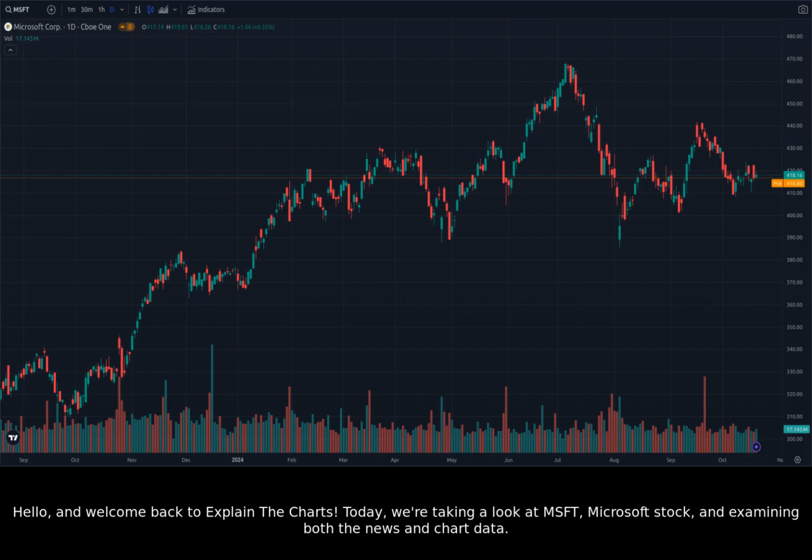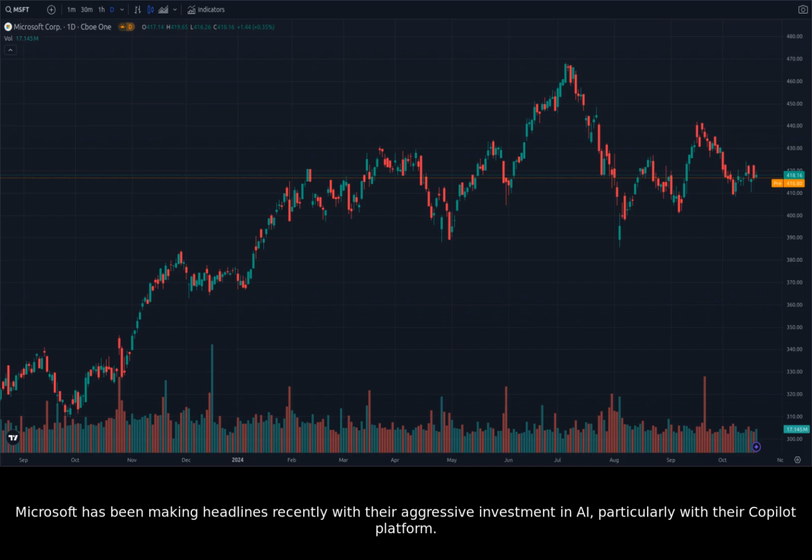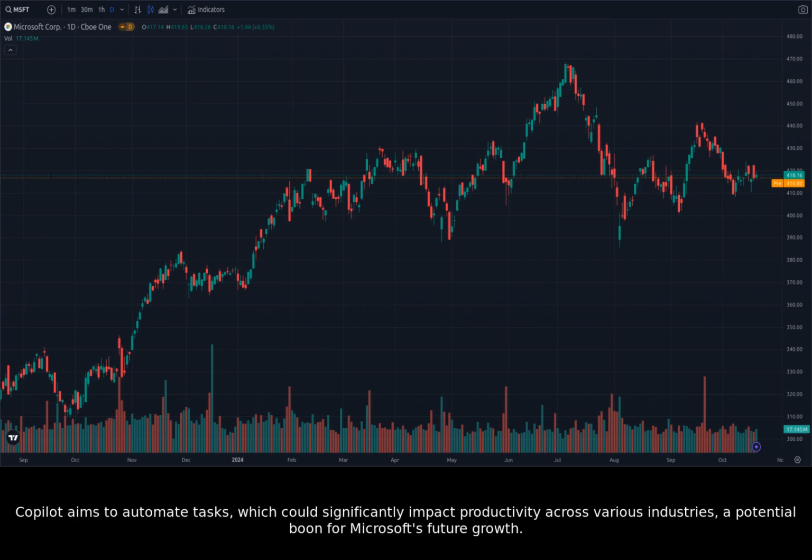Today, we're taking a look at Microsoft stock, and examining both the news and chart data. Microsoft has been making headlines recently with their aggressive investment in AI, particularly with their Copilot platform. Copilot aims to automate tasks, which could significantly impact productivity across various industries, a potential boon for Microsoft's future growth.